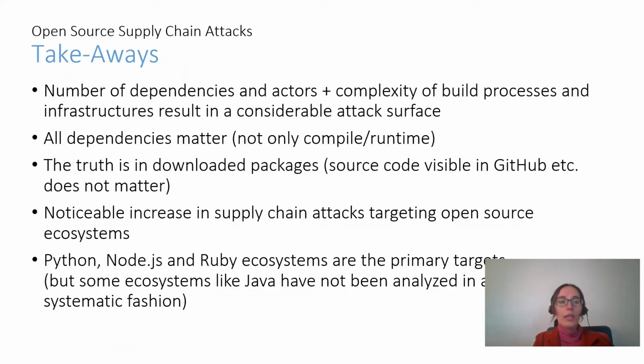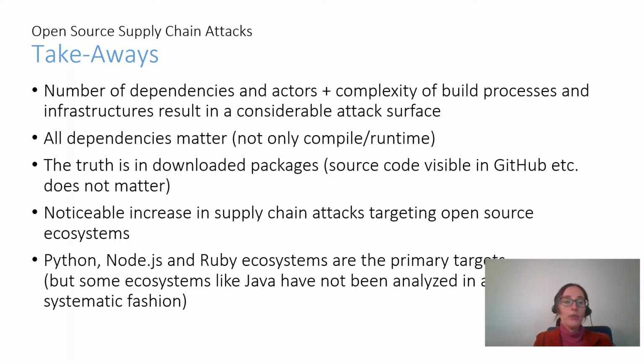So what are the takeaways for open source supply chain attacks? First of all, we can for sure say that the attack surface is quite big, because we have a huge number of dependencies, hundreds if not thousands. We have for sure thousands of actors in the picture, and we have complex build systems and infrastructures. On top of it, all dependencies have to be considered, not only compile and runtime, but also test and build dependencies have to be carefully analyzed.